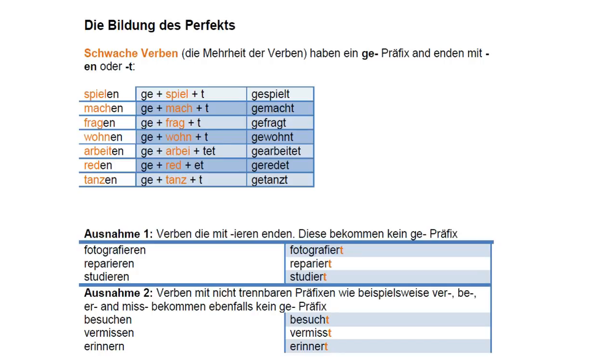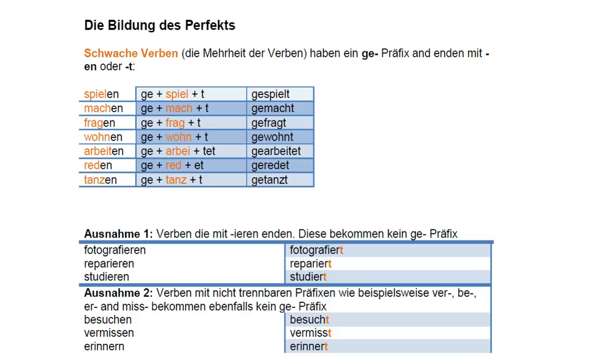Now let's take a look at how the perfect tense is formed with regular verbs. Let's take a look at the first table. Spielen. It's a regular verb. Gespielt. So we have GE, then we have the stem of the verb, Spiel, and then we have a T. Machen, gemacht. Fragen, gefragt. Wohnen, gewohnt. Arbeiten, gearbeitet. Reden, geredet. Tanzen, getanzt. Reden and arbeiten have an extra E because you cannot just add a T, otherwise it would be arbeitet, redet. That doesn't work.